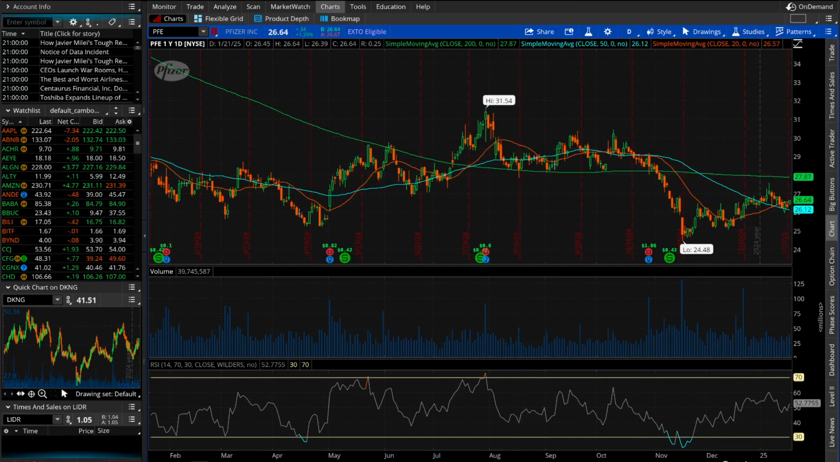Resistance is a price level where the stock tends to stop rising and pull back down, while support is a price level where the stock stops falling and goes back up. So you saw that with Apple today.